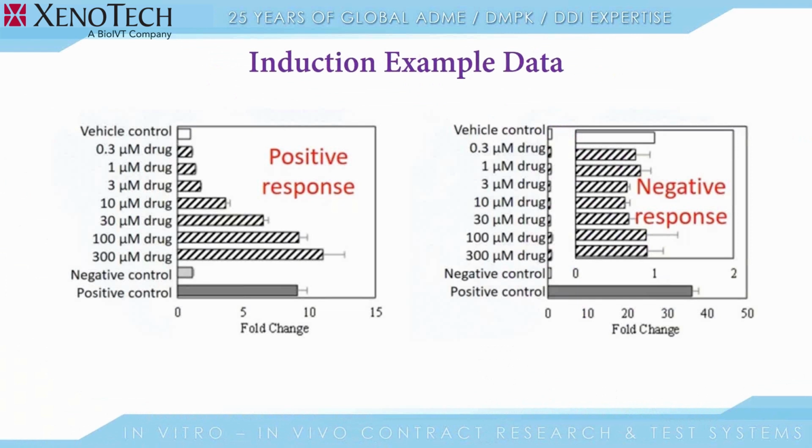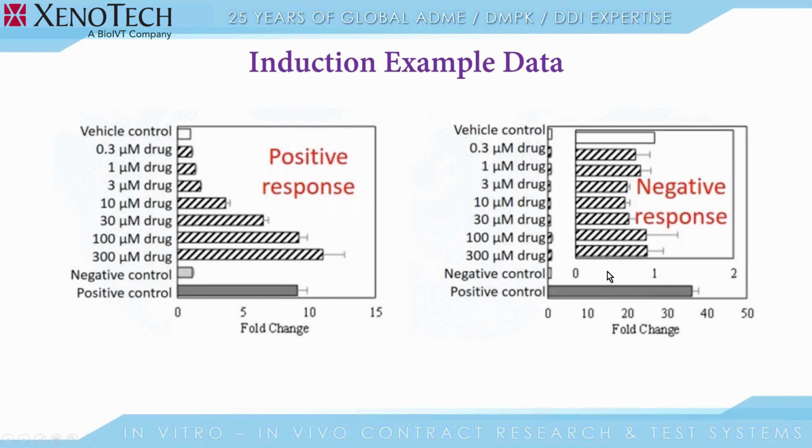Okay, just to take a quick look at some example induction data. Just to get you oriented to both of these plots, they're both set up the same way. The y-axis is the different treatments, including the vehicle control, negative control, and positive control, along with increasing concentrations of the test article. And the x-axis is the fold change in mRNA. As you can see here in this first graph, this is a very good example of a clean, concentration-dependent positive response. As the concentration of the drug increases, we also get a very strong fold change that also increases with the increasing concentration.